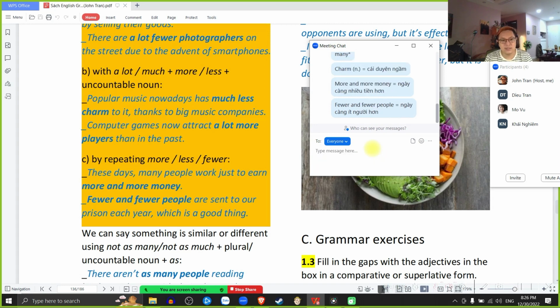Ngày càng ít người hơn được gửi đến cái nhà tù của chúng tôi mỗi năm, mà là một điều tốt. Đây là một điều tốt, which is a good thing. You can say less and less but you have to use an uncountable noun. Nếu mà less and less á, thì phải dùng với danh từ không đếm được.